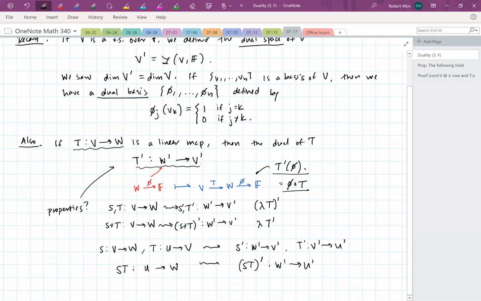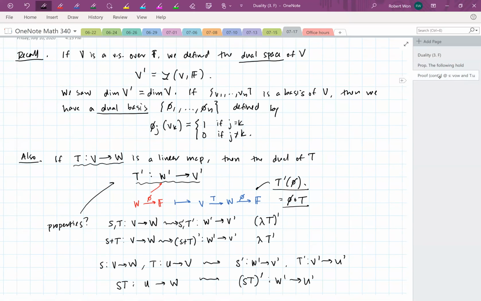Right, so now I'm not talking about any operations between linear maps. I'm just saying I start with a linear map, I take its dual. What do I know about this new linear map? In particular, I would like to understand the null space and the range of the linear map. These are two very important properties. So this is on the null space and range of the dual of a linear map.